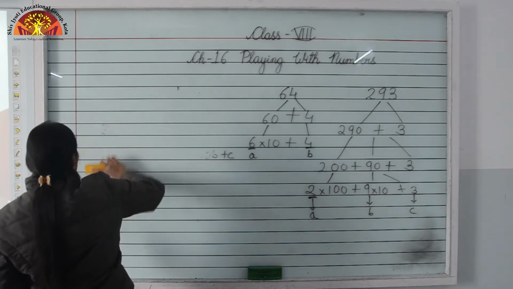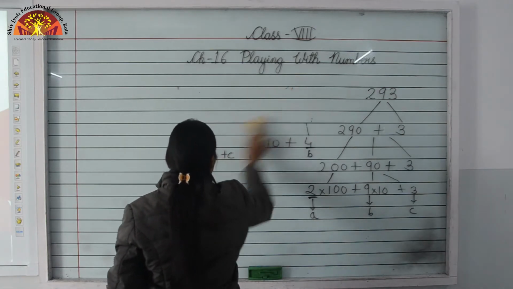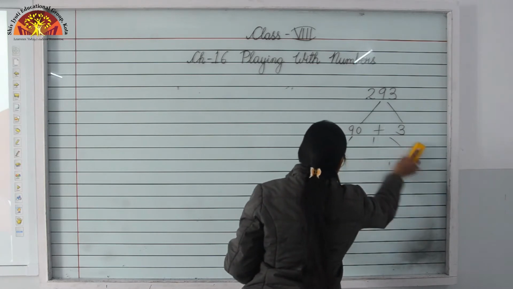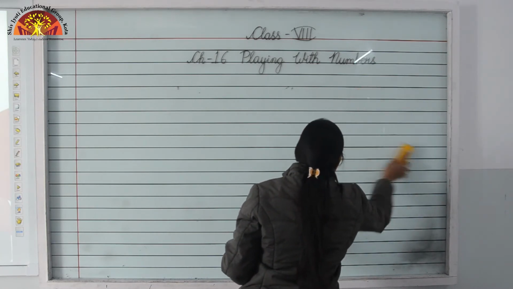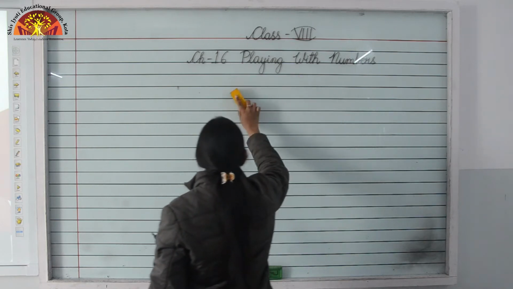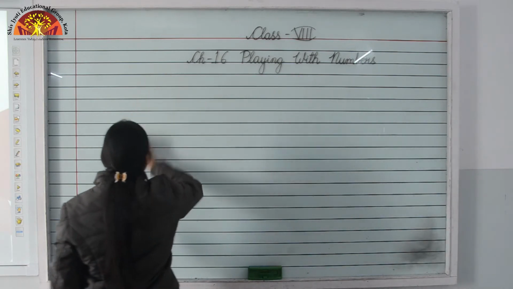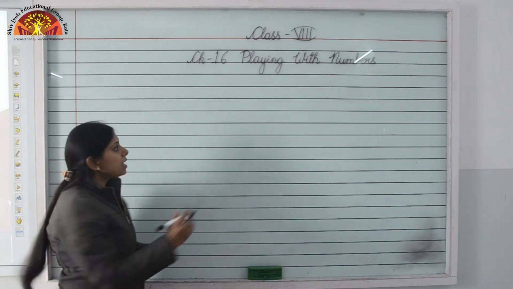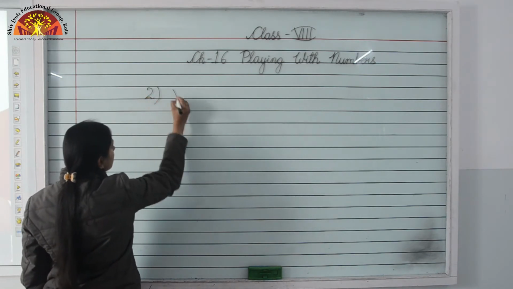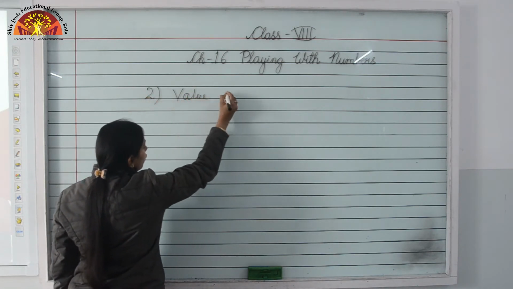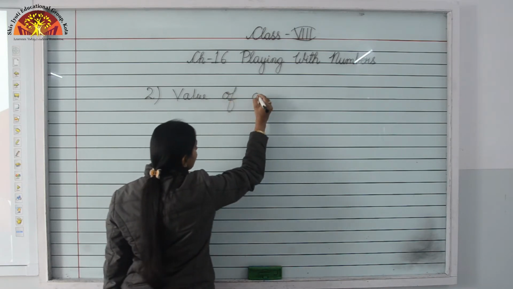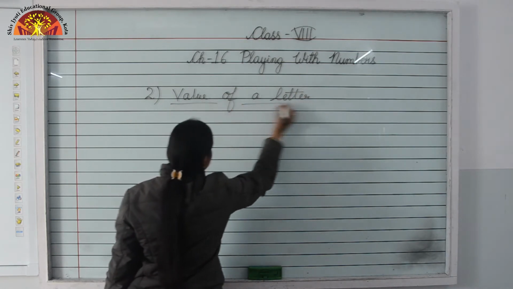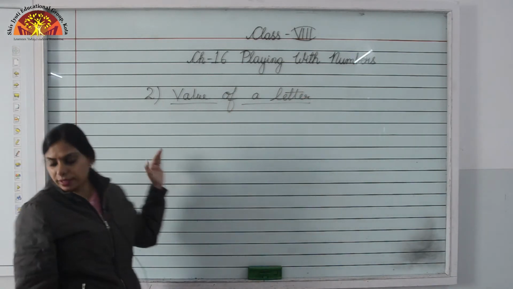That is value of letters. Okay. Our second topic is value of letters. That means conditions will be given to you. It may be of addition or multiplication, and you have to find the value of a given letter. So our second topic is value of a letter. Now we will understand this with the help of an example.